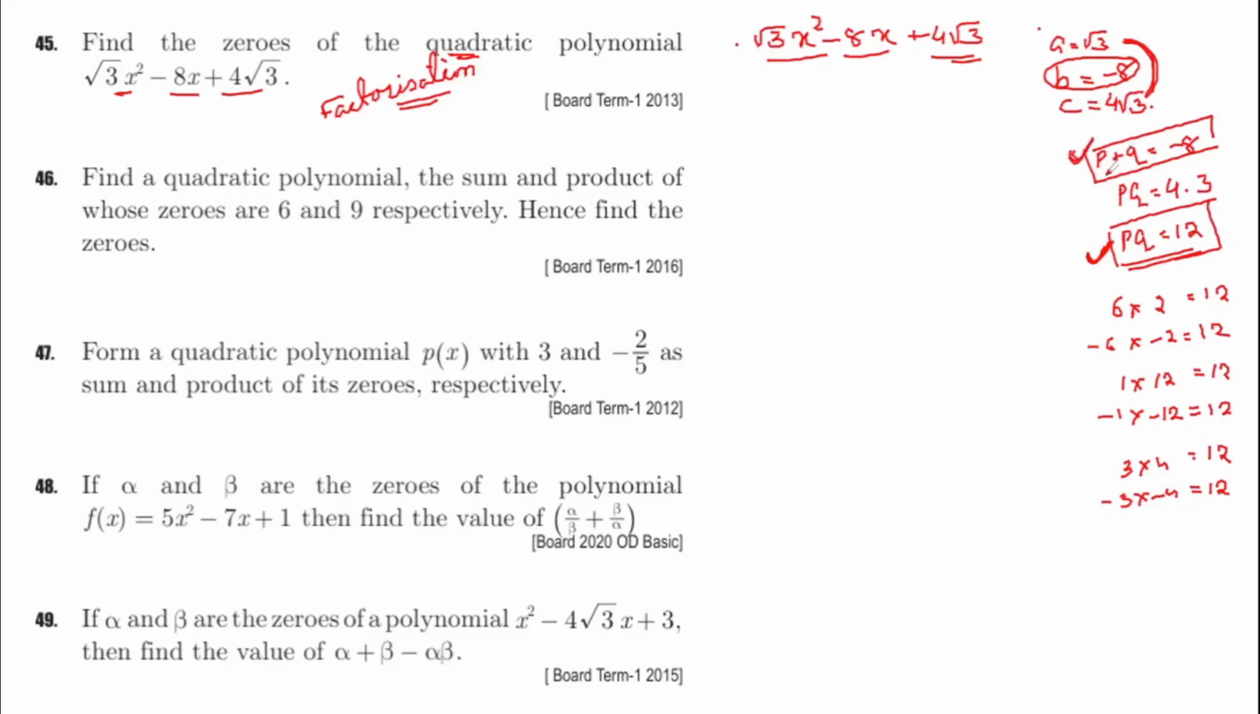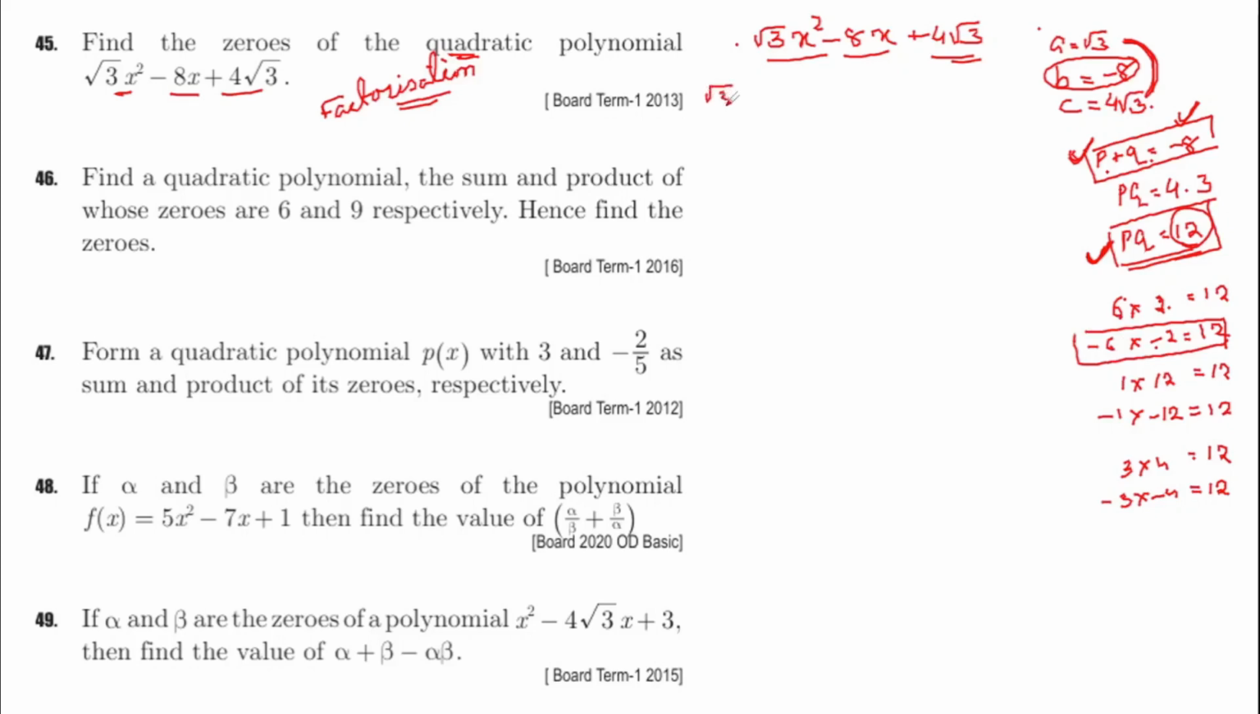Now this condition is p plus q is minus 8. If you take p equal to 6 and q equal to 2, then 6 plus 2 gives 8, but we need minus 8. If you look at this option carefully, we have two numbers, minus 6 and minus 2. If we add minus 6 and minus 2, we get minus 8, and if I multiply minus 6 and minus 2, that gives me 12. So the two numbers are minus 6 and minus 2.